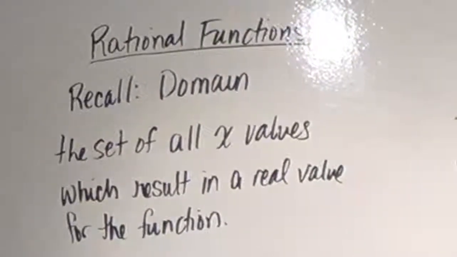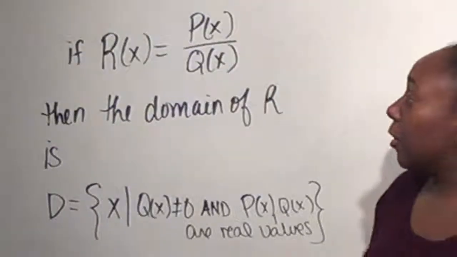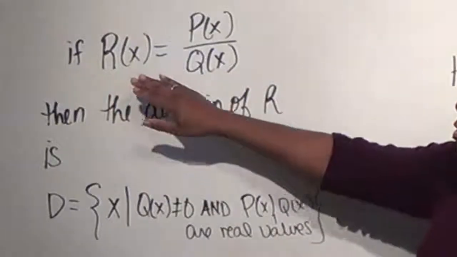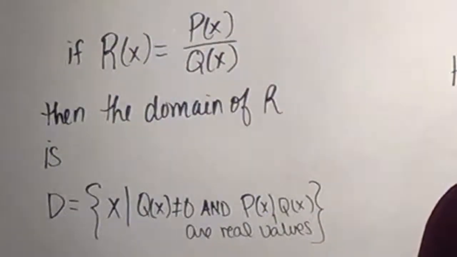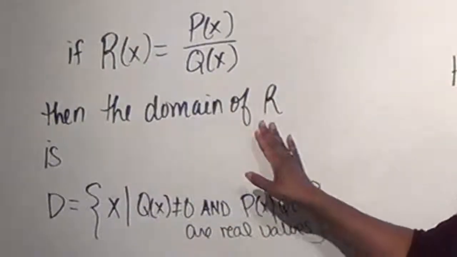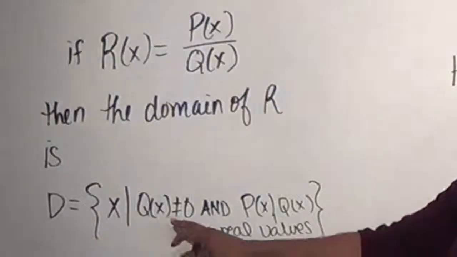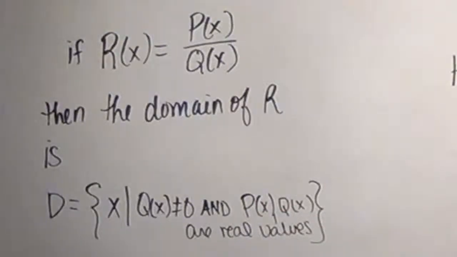Okay. So the first is to recall domain. We said before that the domain is the set of all numbers x which result in a real value for the function. In other words, it's the input values for our function that result in a real number when we evaluate it. For us, in terms of a rational function, if r is some rational function, p over q, where p and q are some polynomial functions, they could be constant or not, then the domain of r is the set of x such that q of x, the denominator, does not equal 0, and both p and q are real values.